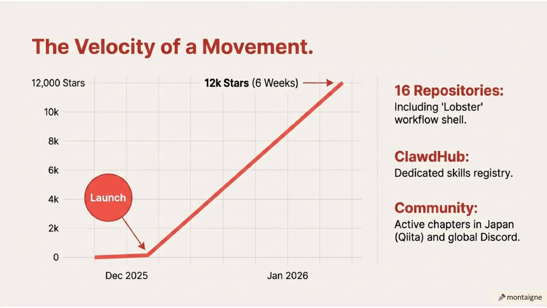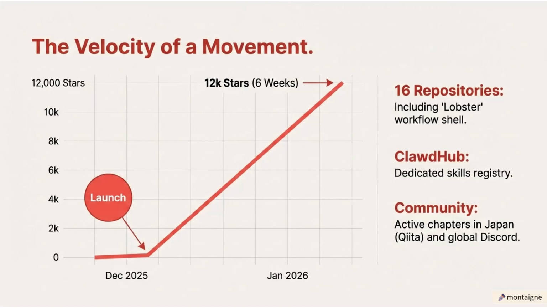But this isn't just a single repo, it's a full-blown ecosystem. There are 16 different repositories, including the Lobster workflow shell and Cloud Hub, the dedicated registry for sharing and discovering new skills. The community is already truly global, from buzzing Discord to a massive chapter of developers in Japan on Kita. The movement is huge. But who's actually steering this ship?